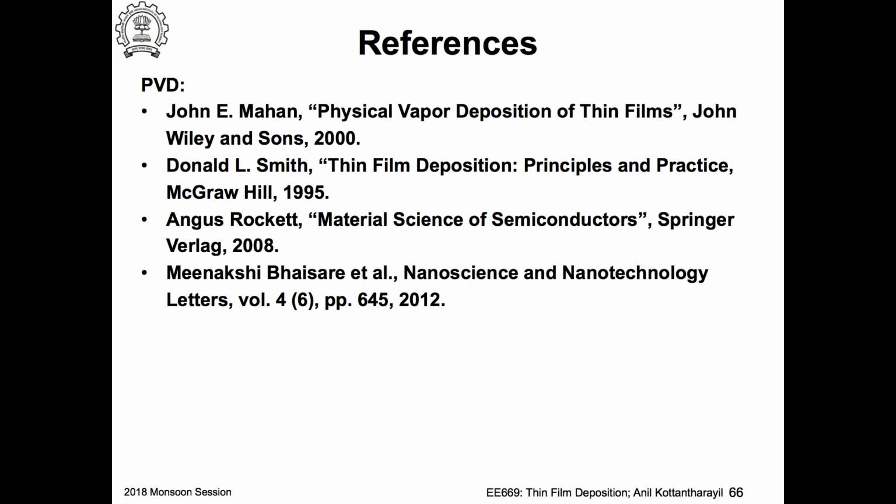That ends this particular part of the module on thin film deposition. We have looked at all the basic processes, the basics of plasmas, and various deposition methods like e-beam evaporation, thermal evaporation, and PVD, and we will now see the chemical vapor deposition processes.